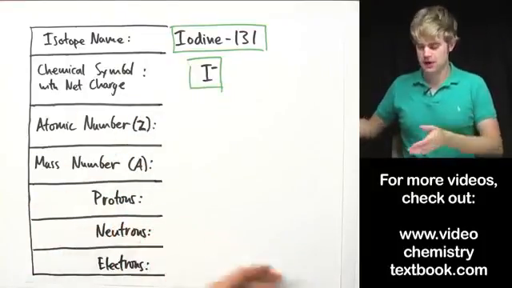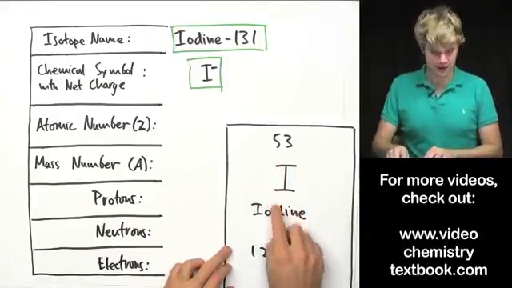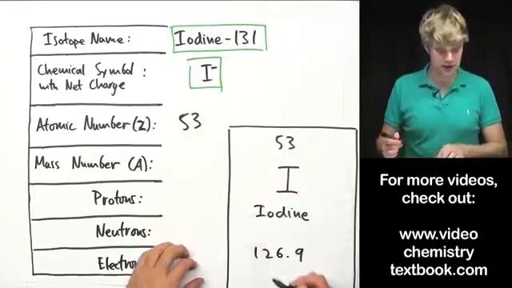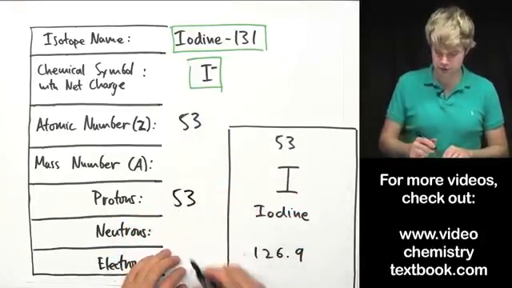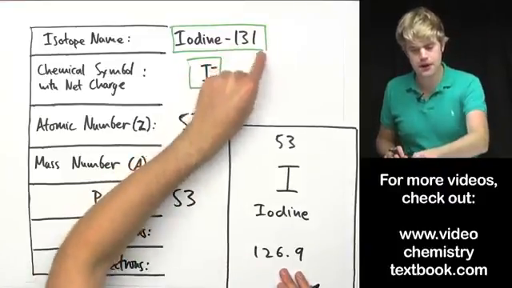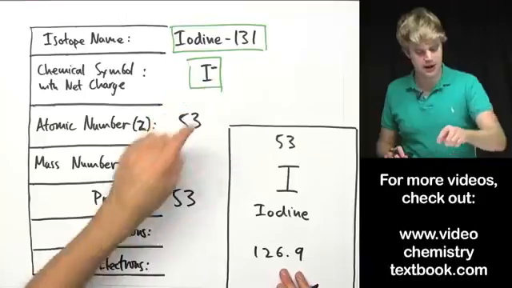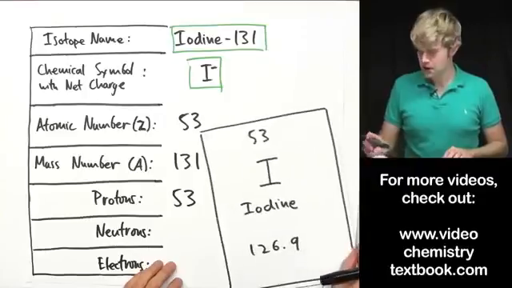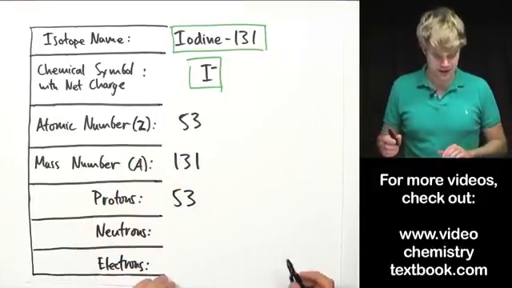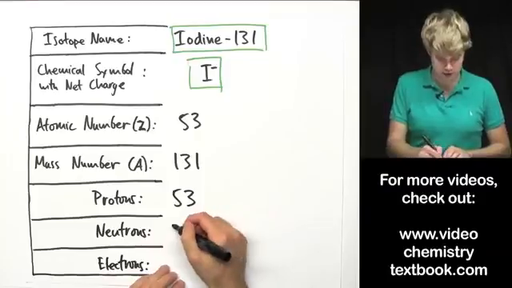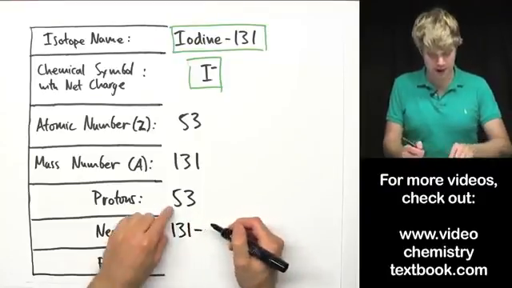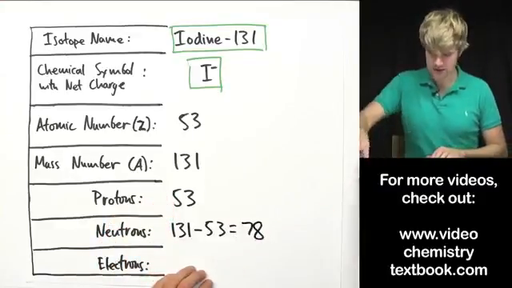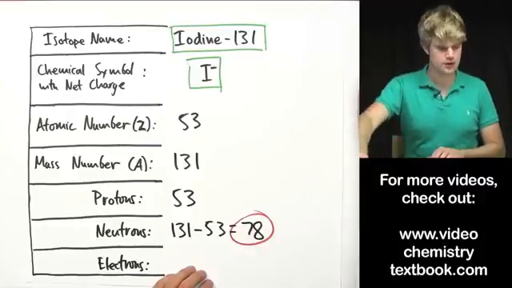Let's start by looking it up on the periodic table. We find iodine, big capital letter I. It has an atomic number of 53. So 53 here. 53 is also the number of protons. The number here that comes in the second part of the isotope name is the mass number, the number of protons and neutrons together. So based on this information, mass number, I can find the number of neutrons. So protons plus neutrons minus protons, minus 53. It's going to give me 78. That's the number of neutrons.